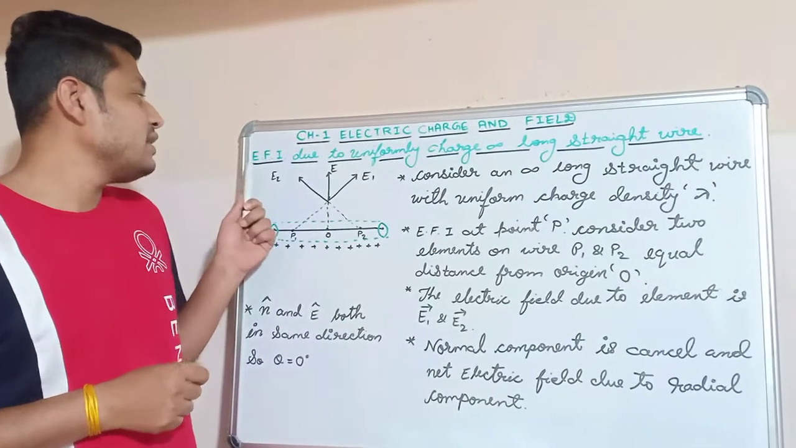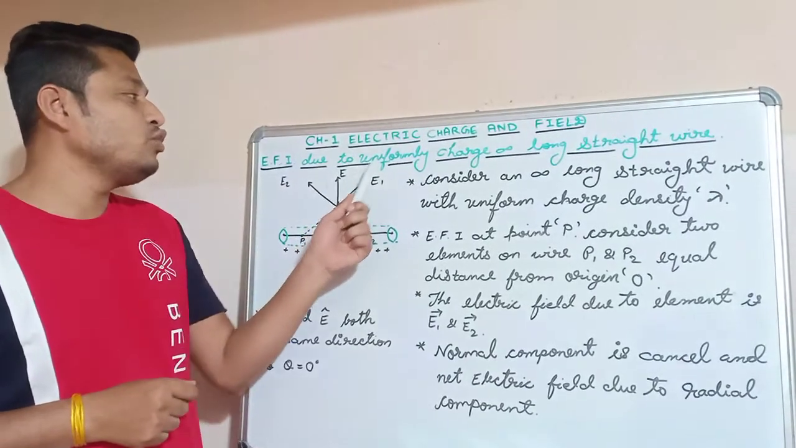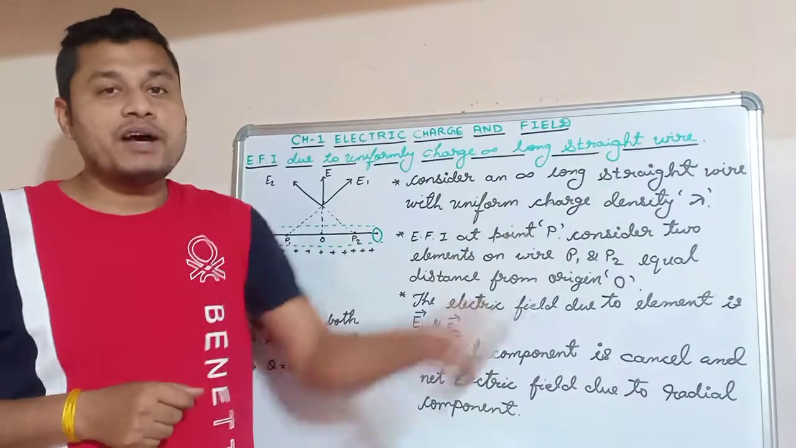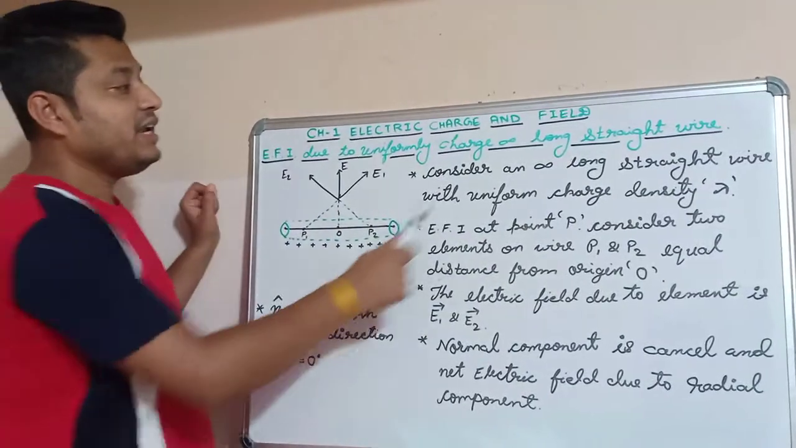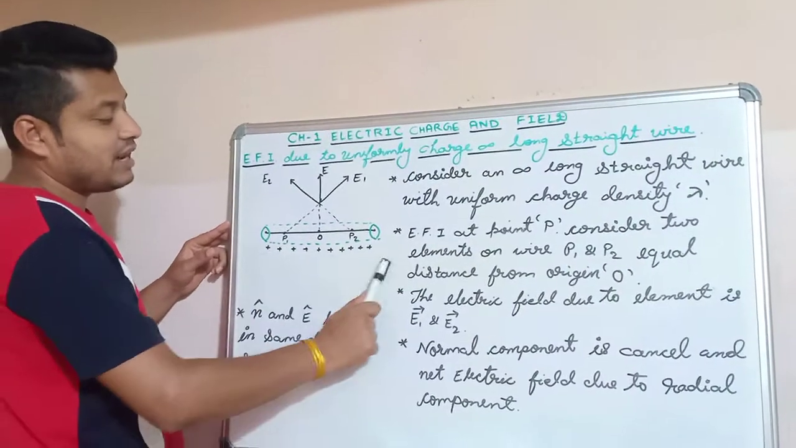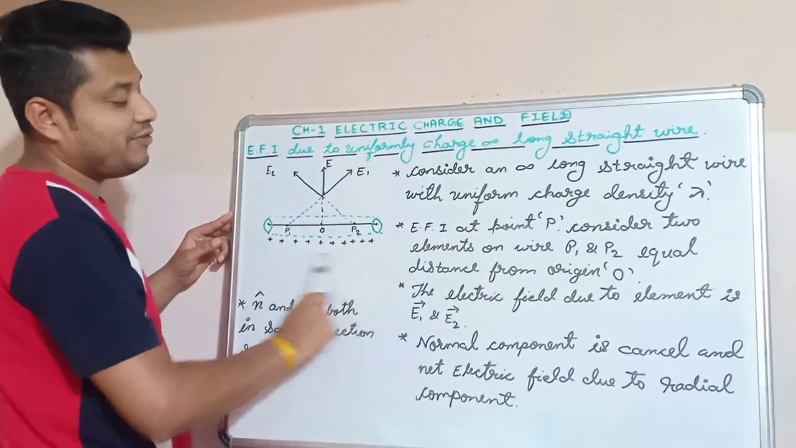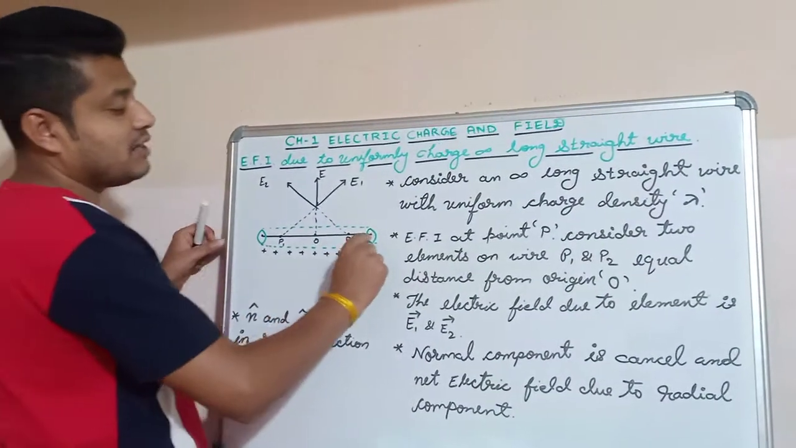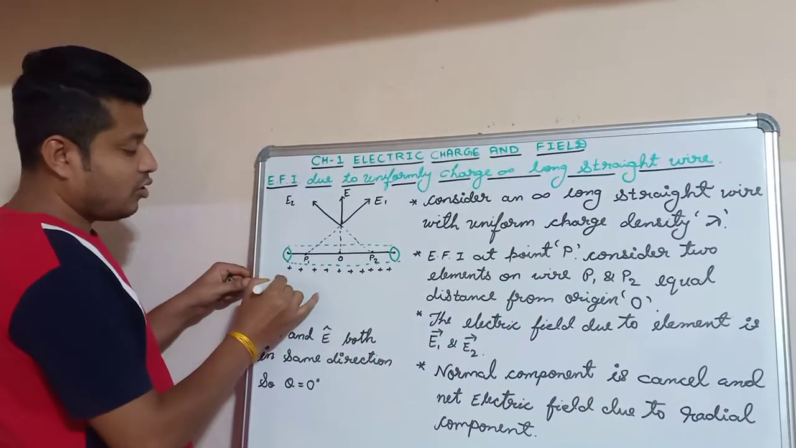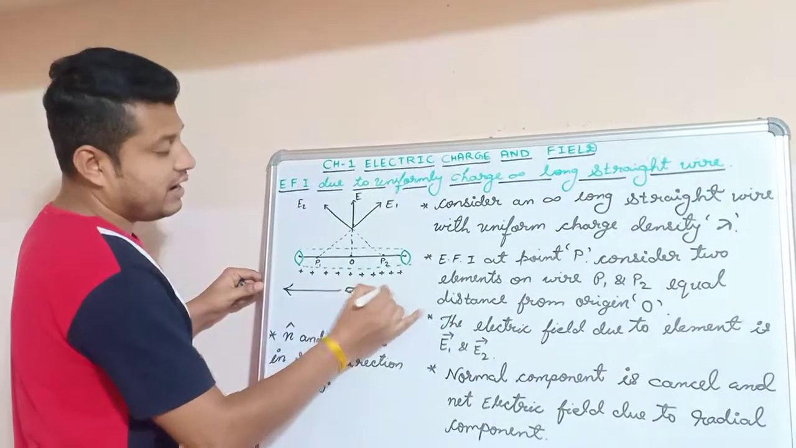Today's topic is electric field intensity due to a uniformly charged infinite long straight wire. So we have an infinite long straight wire. Here we have a straight wire and the length of this straight wire is infinite. That means this wire extends on both sides, so the total length of this wire is infinite.